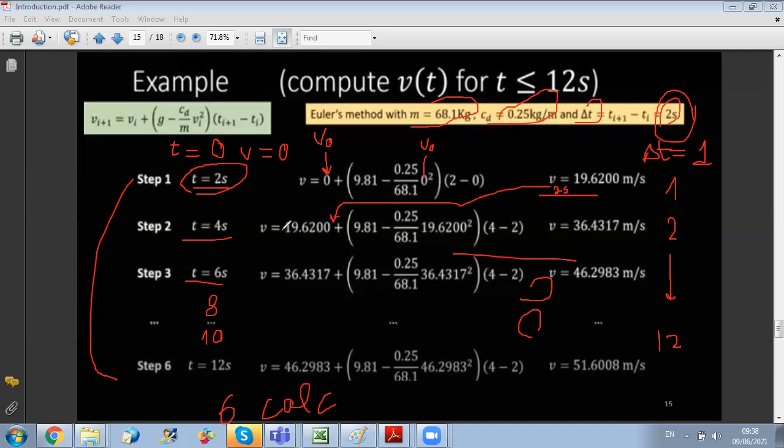To compute v at 4 seconds, instead of v0, you will put v2, v at 2 seconds, plus g minus cd over m times v at 2 seconds squared. And delta t remains the same, 2 seconds. You get now v at 4 seconds, and you iterate. You repeat the same procedure: you replace v at 4 here and here to get v at 6, etc. In this way, you will get the velocities at different times. Okay, just let me check the questions.